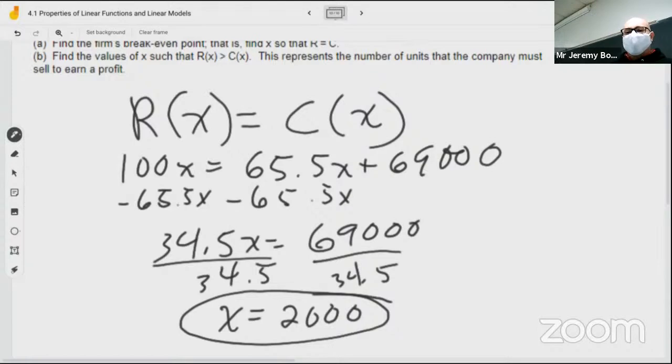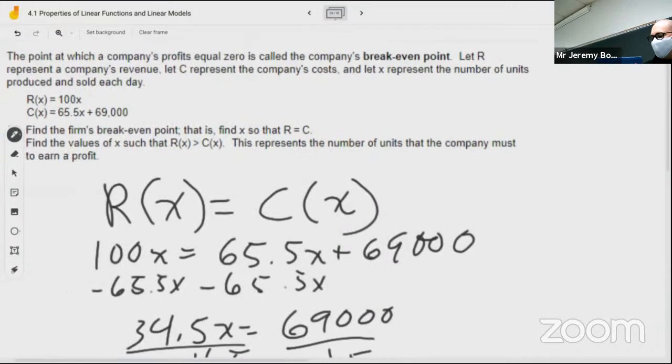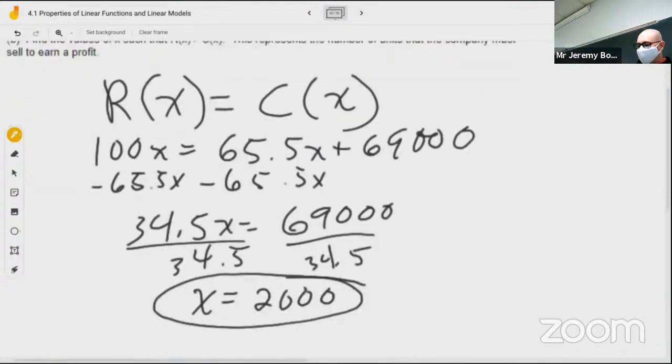Now, they want us to find the values of x such that R of x is greater than C of x. Now, we could graph these like we did for the other ones and figure it out. We could say, well, you can see that the revenue is just 100x. It starts at 0, and it's going to grow. And you can see that the cost is what? Well, that starts at 69, and it grows as well. It just grows at a lesser rate. Or, instead of trying to figure it out that way, we can just set it up.